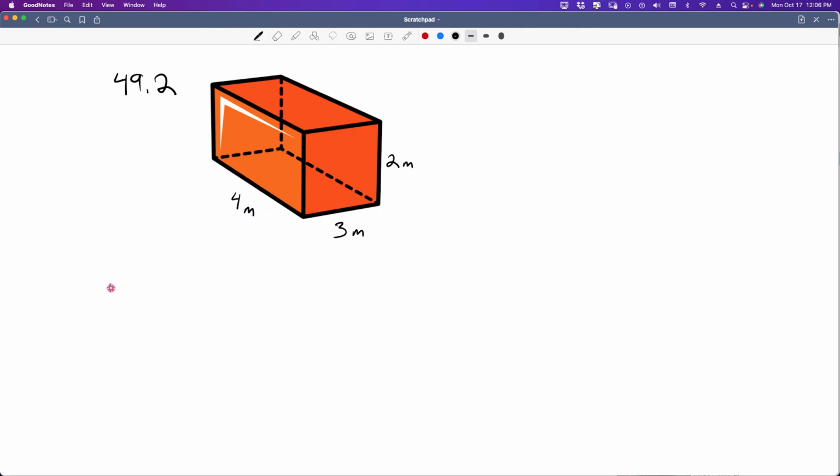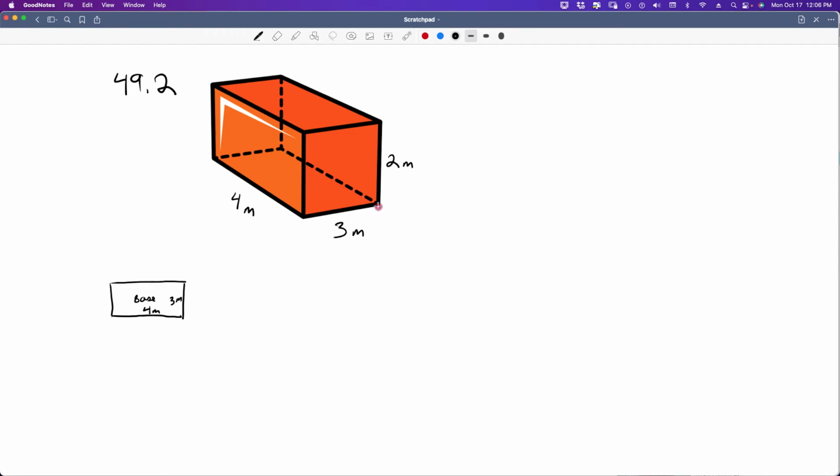All right, so I'm going to do the base. This is the bottom part, the base. And it is 4 meters right here. And this is 3 meters right here. So that's this bottom part right here.